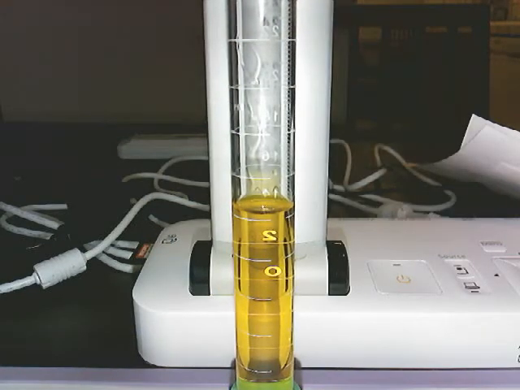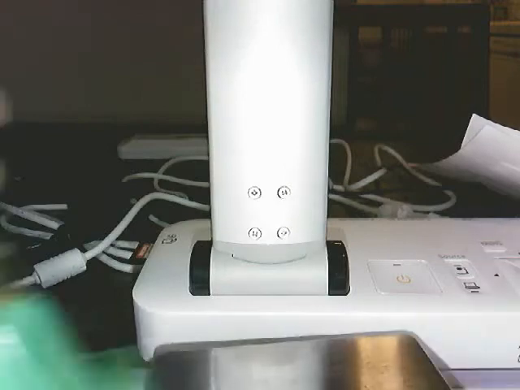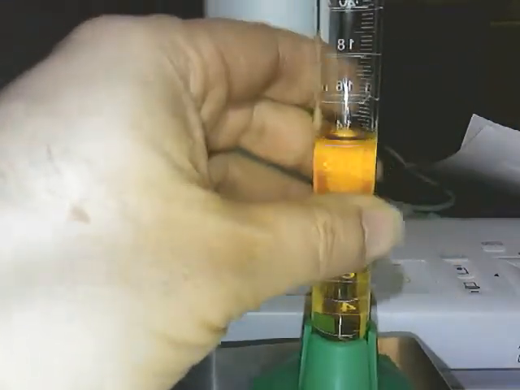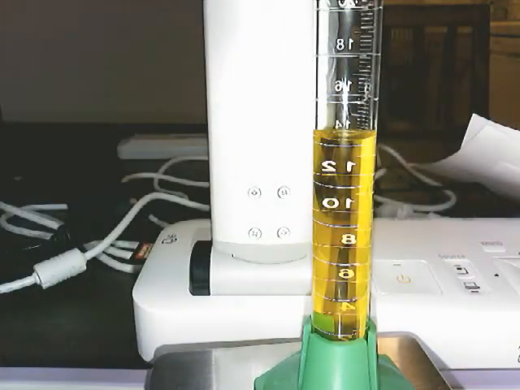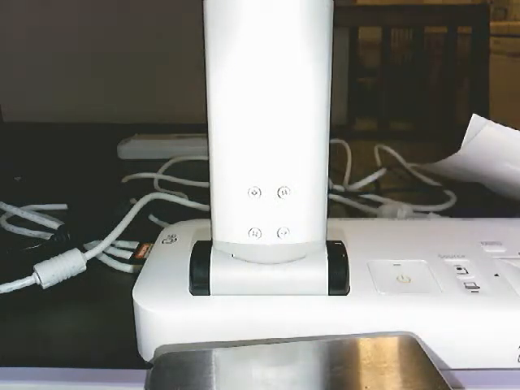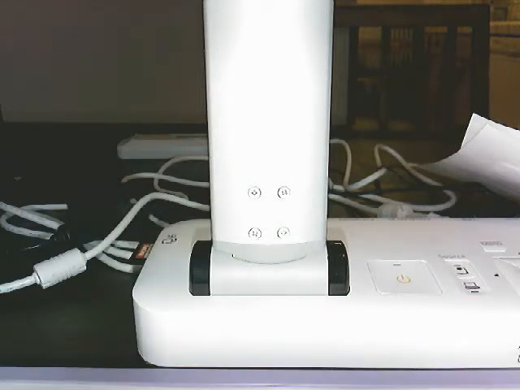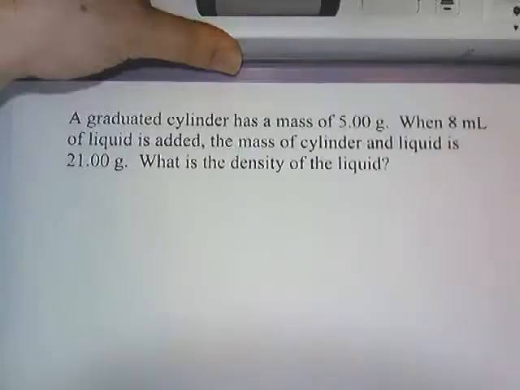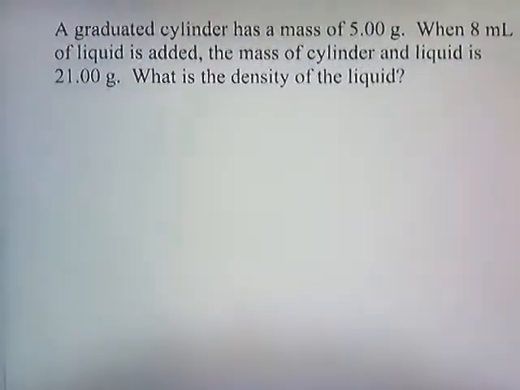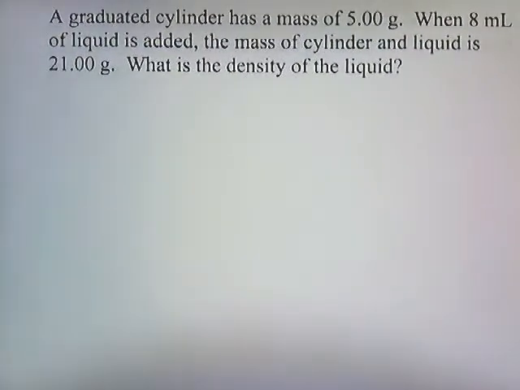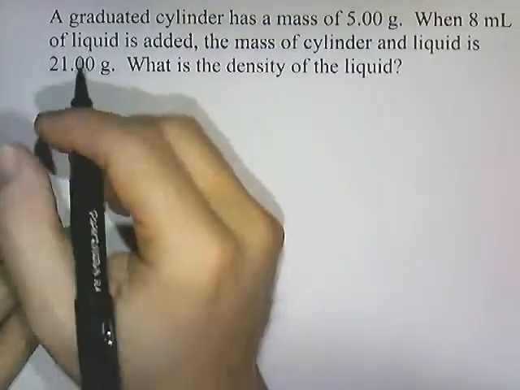Okay, so now I've got the graduated cylinder filled with a liquid. And if I were to put it on the scale, it would be heavier than when it was empty. So, one way to figure out the mass of the liquid is just to compare the mass of the cylinder filled with liquid as opposed to being empty. Okay, let's see if I can get this readjusted. So, here we go.